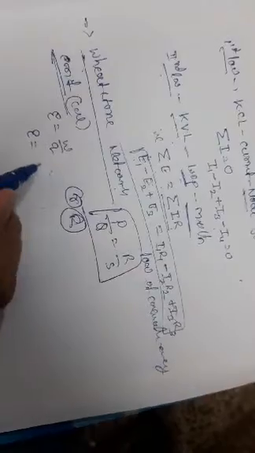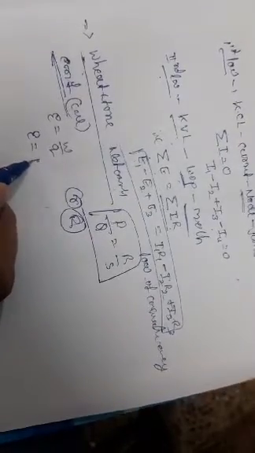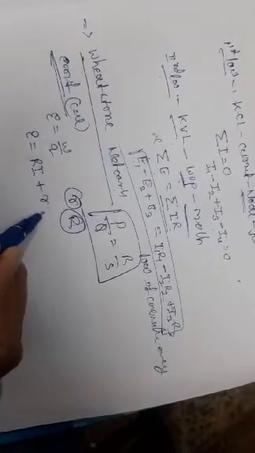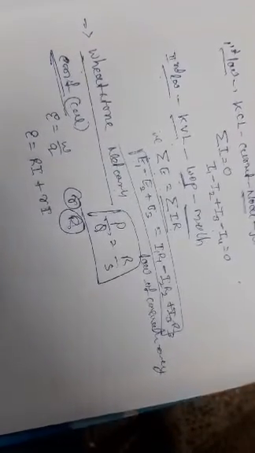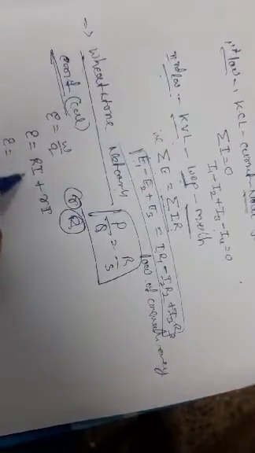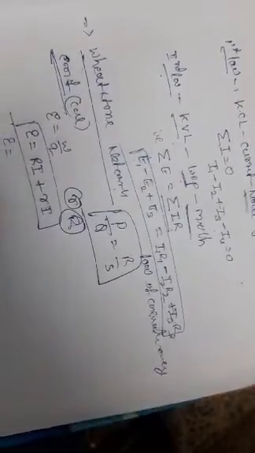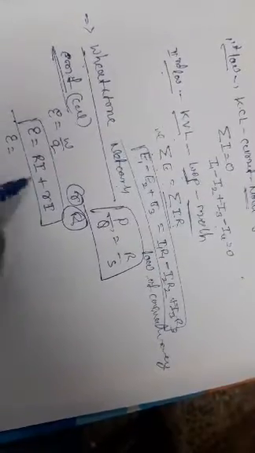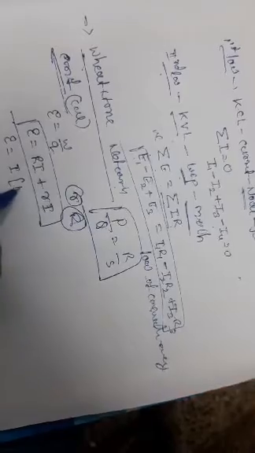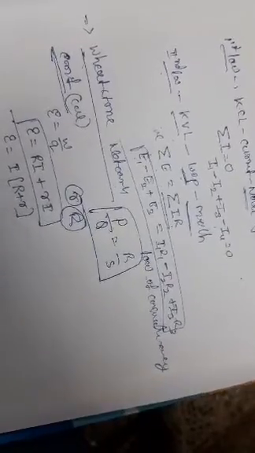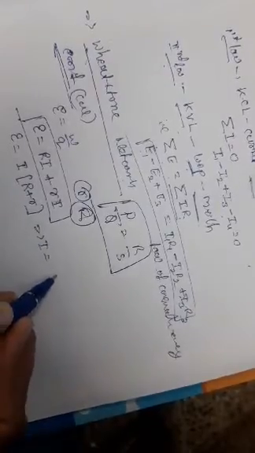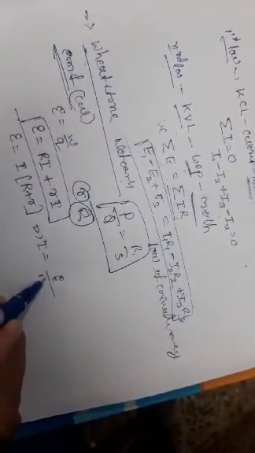capital R is the resistance, with the current; small r is the internal resistance, with the same current. The current is the common factor. This is the expression for the EMF of a cell. The common factor, capital I, is taken outside, giving R plus small r. Find the capital I: I is equal to the EMF of the cell divided by R plus r.